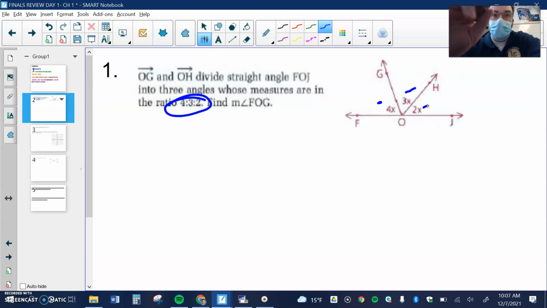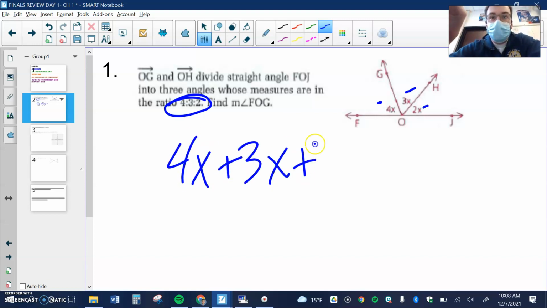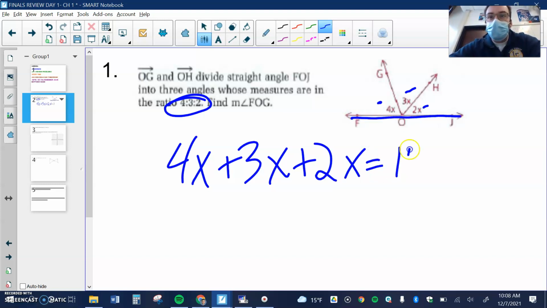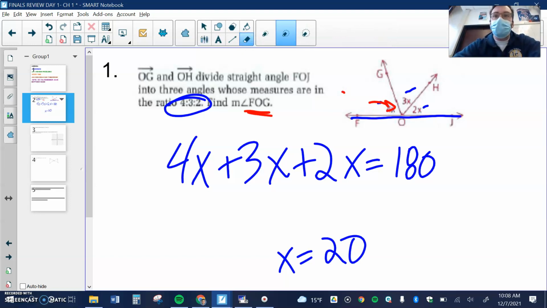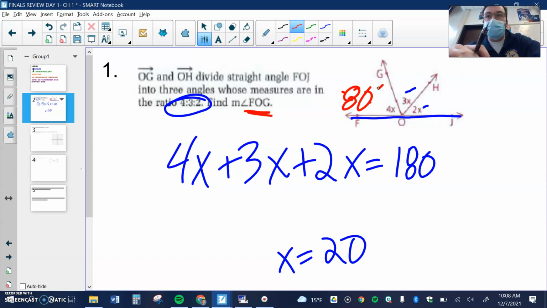So when I see a ratio, I think 4x plus 3x plus 2x, since this is a straight line, equals 180. If I were to do this problem, I would get x to be 20. Plug it in for x here, and you'll get 80 degrees. 4 times 20 is 80.